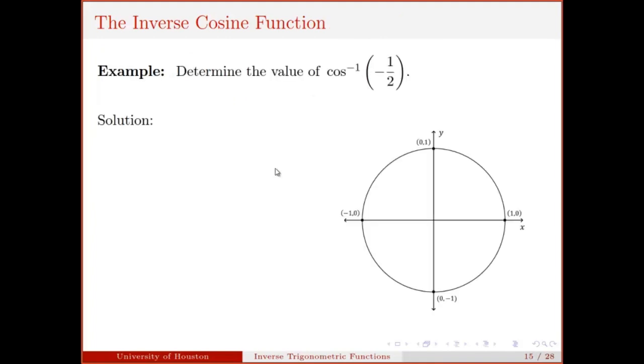In the next example, let's compute the cosine inverse of -1/2. First, we'll call this expression theta. Therefore, cosine theta equals -1/2.